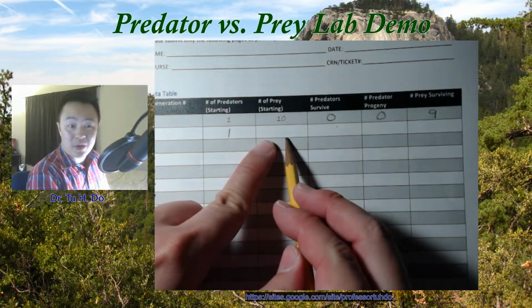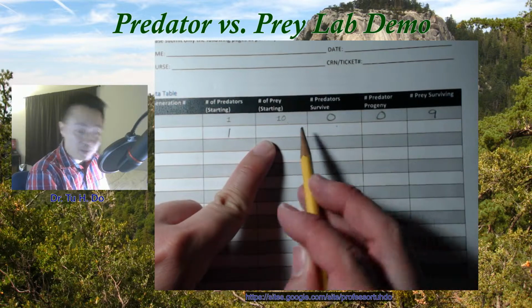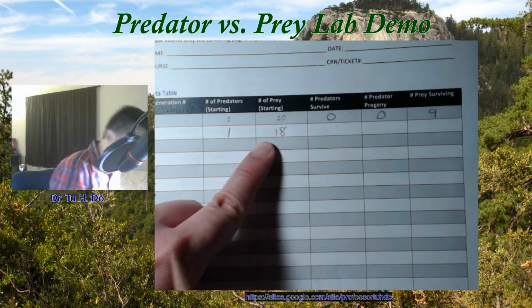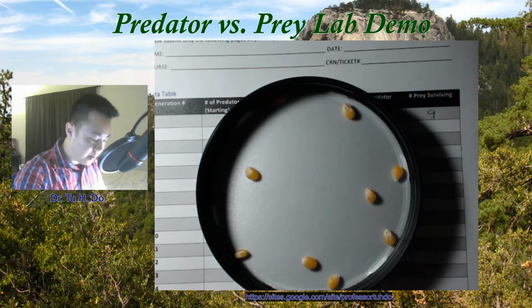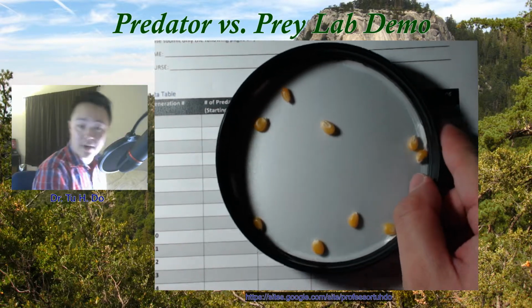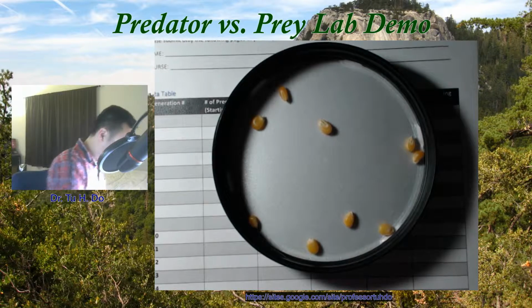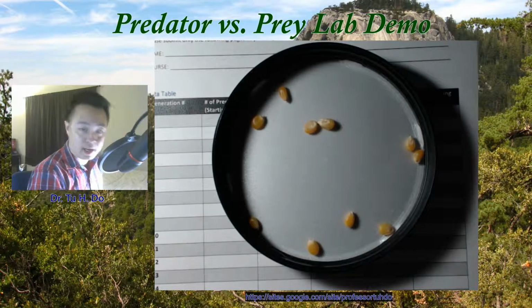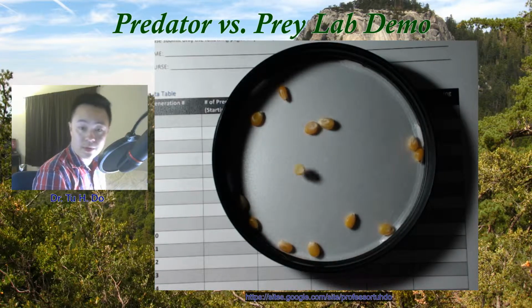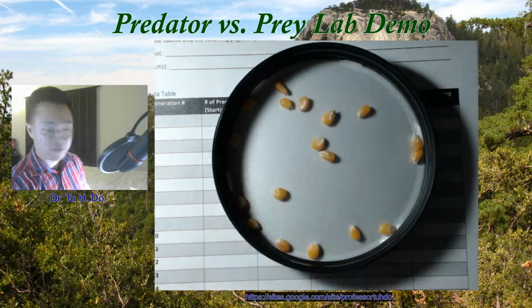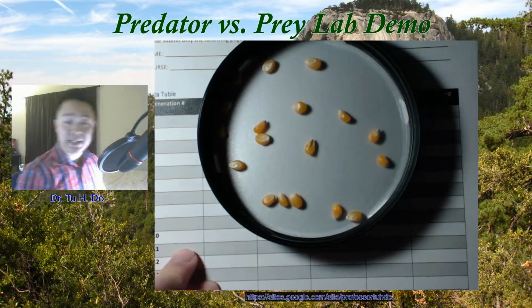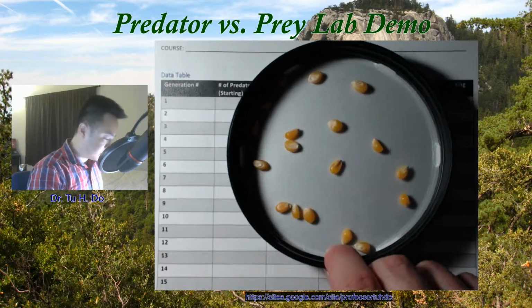The number of prey that start this time: 9 survived last time, so now I need to start off with 18, because 9 doubled gives you 18. Let's go ahead and do that. I have 9 here in my ecosystem, and I'm going to bring that back up to 18. So 9, 10, 11, 12, 13, 14, 15, 16, 17, and 18. Took it from my bowl here. Now I've got 18.